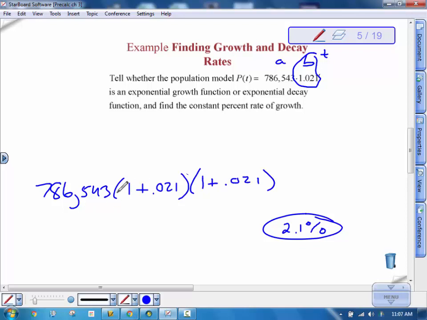Now you're going to take this previous amount, which was 2.1% bigger, and you're going to multiply it again to make it 2.1% bigger. So each time you're gaining 2.1% per increment of time, whatever unit we use for t, which in this case would probably be years. Okay.